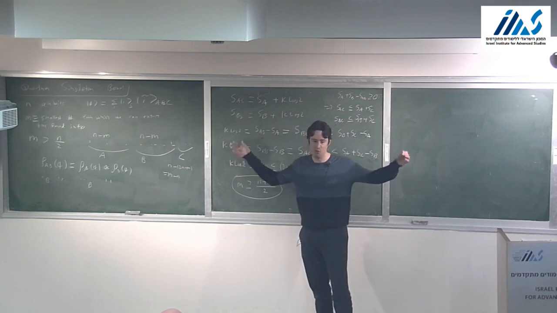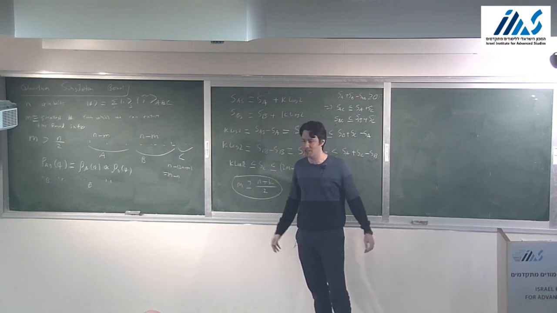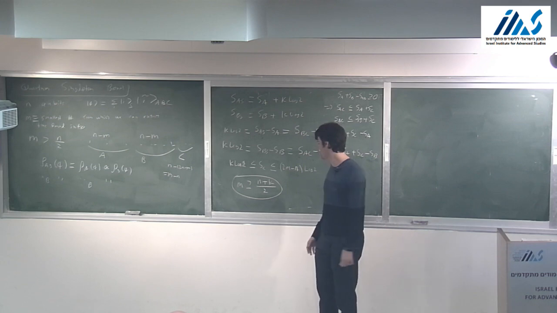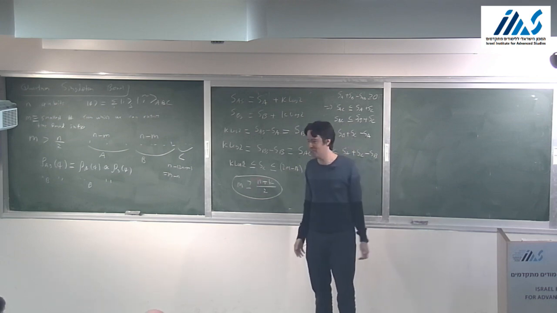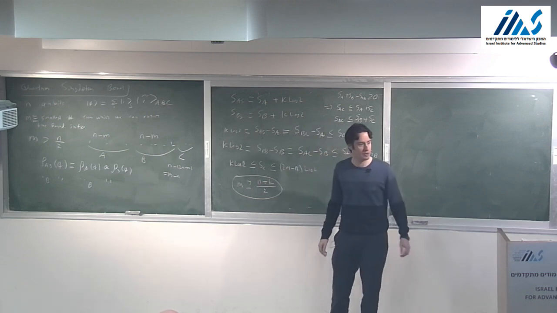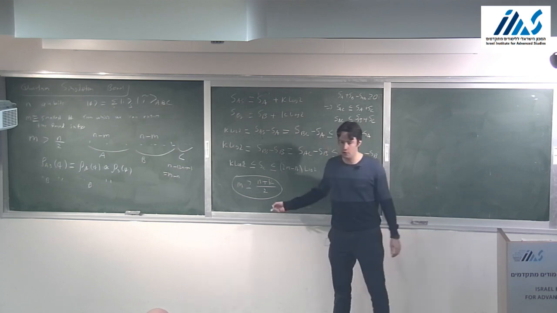Also, more redundancy helps protect you against larger errors. If you want a bigger message, you're less redundant. It's however which way you want to say it. Okay, all right. So that's the quantum singleton bound.